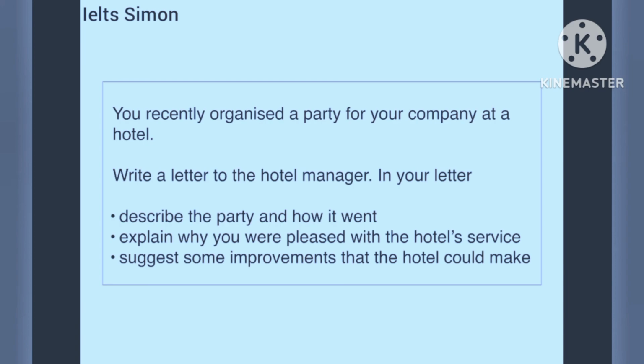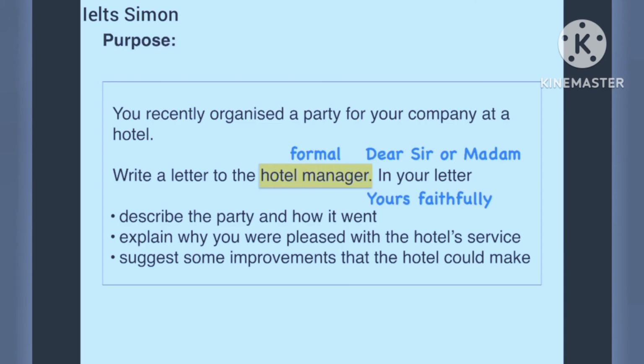And we said in the previous lesson that because we're writing to the hotel manager, this needs to be a formal letter. So we are going to start with "Dear Sir" or "Madam," and we're going to end with "Yours faithfully." We also looked in the previous lesson at having a clear purpose at the beginning of the letter, and we could write that in this way: I am writing with regard to the party that, and we can continue with the purpose, just one sentence.